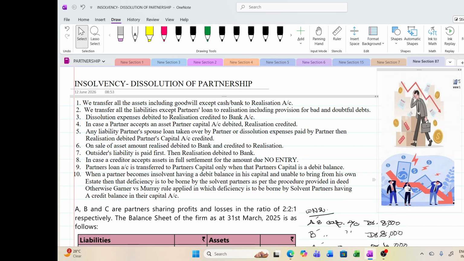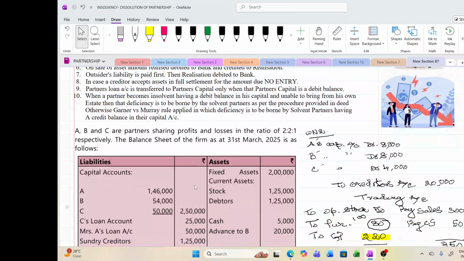In case this lady is also having a debit balance, but she is solvent and says that I can bring the amount due from my own estate, then the loss will not be borne by her. The loss will be borne only by the partners who are having a credit balance, in their capital ratio. Now let us go into the sum.